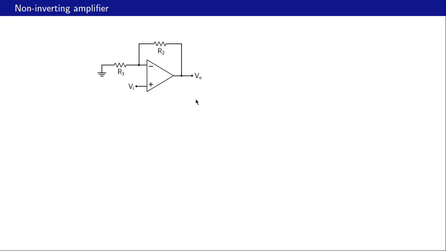Let us look at the non-inverting amplifier once again. Here is the circuit. The input voltage goes to the non-inverting input of the op-amp. From the inverting input of the op-amp, we have R1 going to ground and R2 going to the output node of the op-amp. And the load resistance is not shown here because that's not really a part of the amplifier circuit.